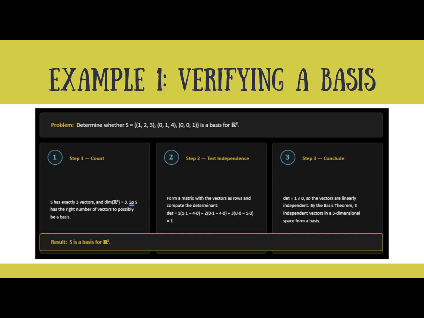Next, we test whether the vectors are linearly independent. We form a matrix using these vectors and compute the determinant. The determinant is 1. Since the determinant is not equal to 0, the vectors are linearly independent. Finally, by the basis theorem, because we have 3 independent vectors in a 3-dimensional space, they automatically form a basis. Therefore, S is a basis for R^3.